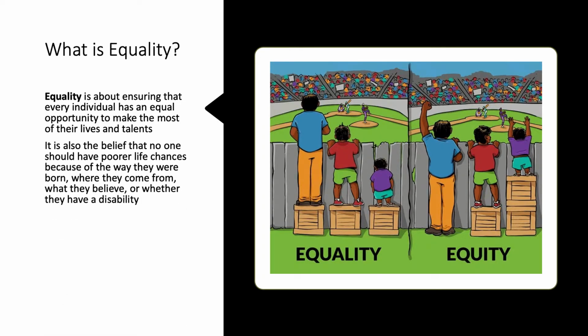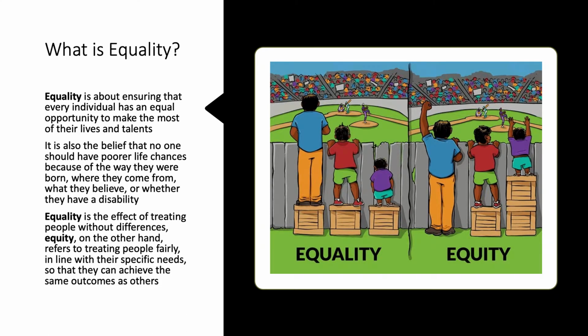It's also the belief that no one should have poorer life chances because of the way they were born, where they come from, what they believe in, or whether they have a disability. So they are linking in with some of the protected characteristics we're going to be looking at in the Equality Act. So basically, equality is the effect of treating people without differences.